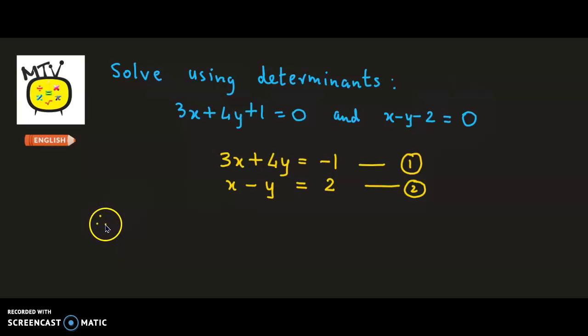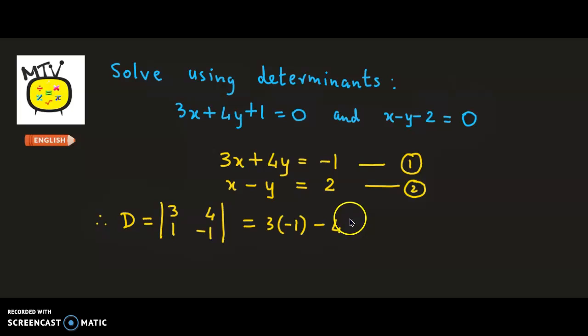The very first thing here we obtain is determinant D, which contains the coefficients of x and y. So here we have 3, 4, then the second equation, coefficient of x is 1, coefficient of y is minus 1. Let us expand this. So we have 3 into minus 1 minus 4 times 1. So we get minus 3 and minus 4, which is equal to minus 7.